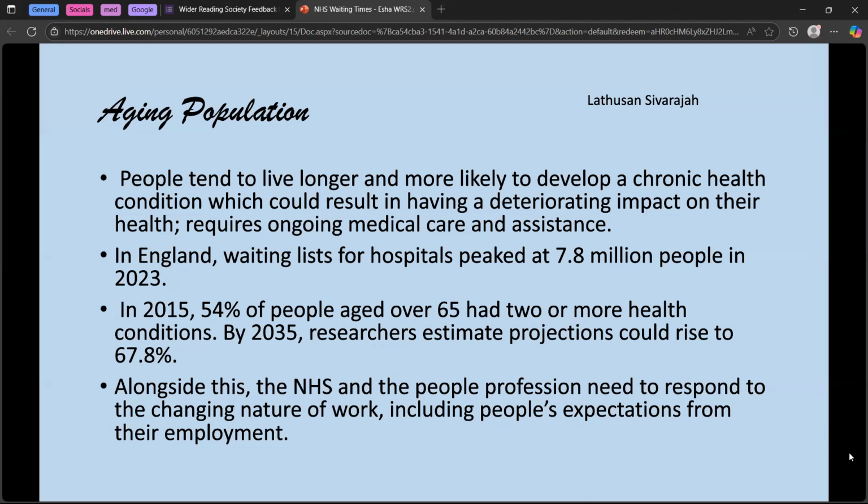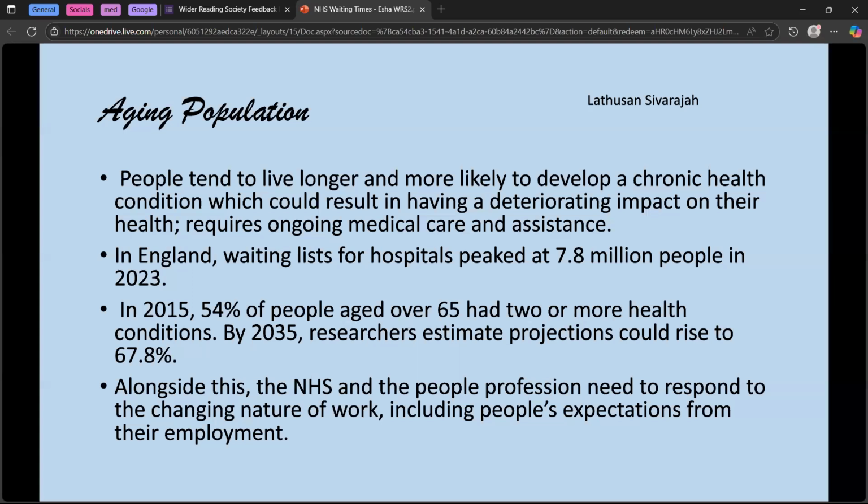According to data from the House of Commons Library, in England, the waiting list for hospital peaked at 7.8 million people in 2023. In 2015, 54% of people aged over 65 had two or more health conditions. By 2035, researchers estimate this could rise to 67.8%. Living with multiple conditions has been shown to lead to greater complexity in care and a higher risk of hospital admissions and readmissions, longer hospital stays, delayed discharge, and generally a lower quality of life.